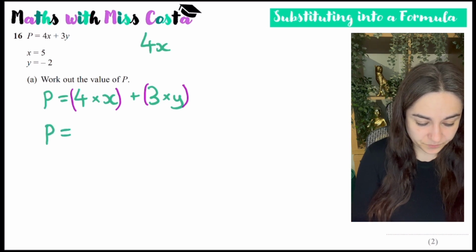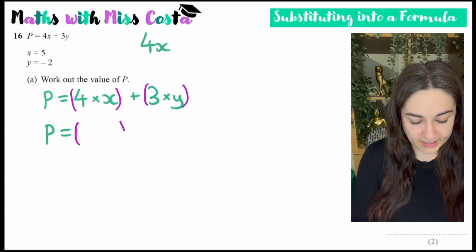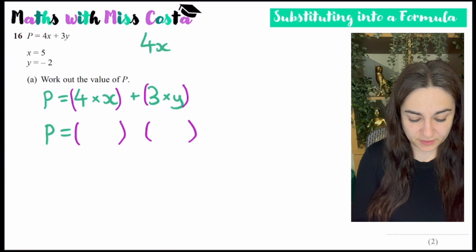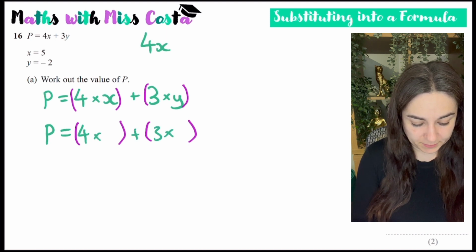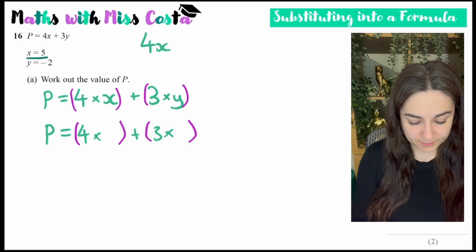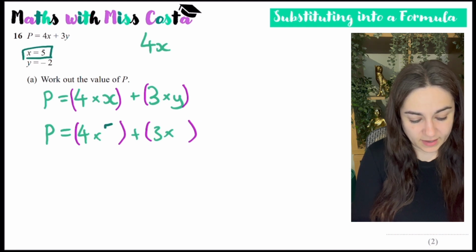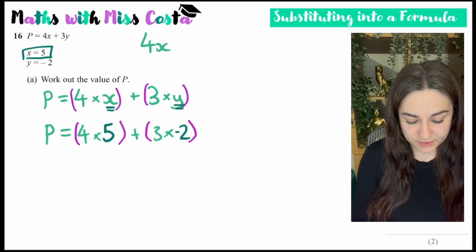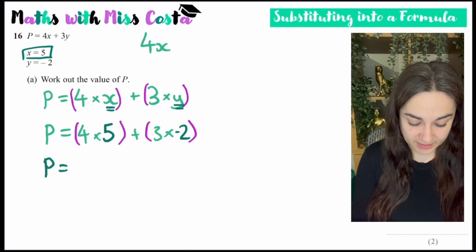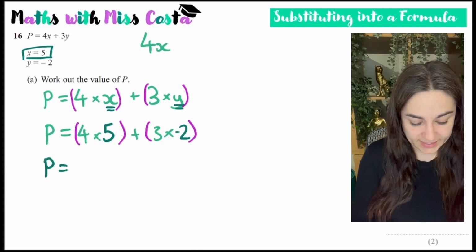So to work out p, wherever I see an x, I'm going to substitute the value that I've been given, which is 4. So I'm going to say 4 times by something and 3 times something. I'm told that x is 5, so I'm going to say 4 times 5. And I'm told that y is negative 2, so I'm going to substitute negative 2 where there's a y. So let's work through it.